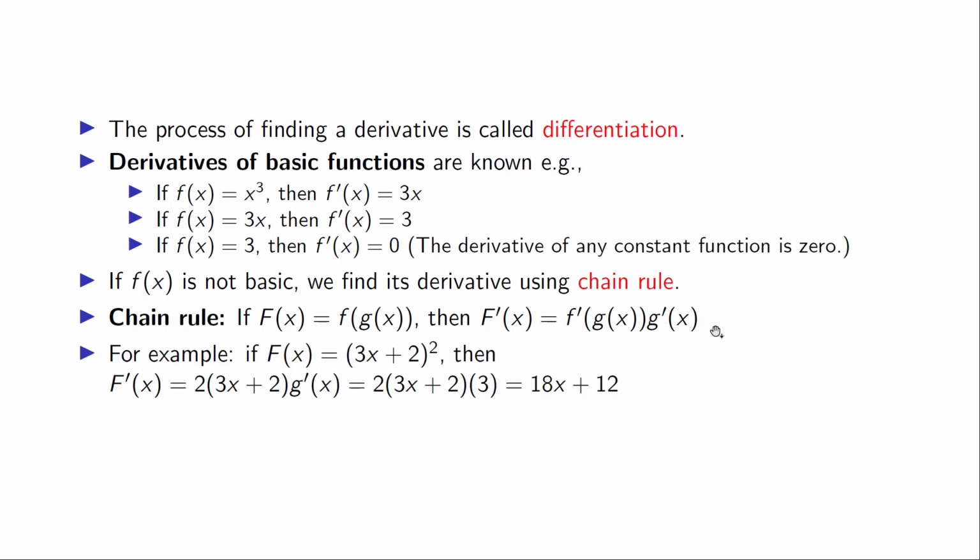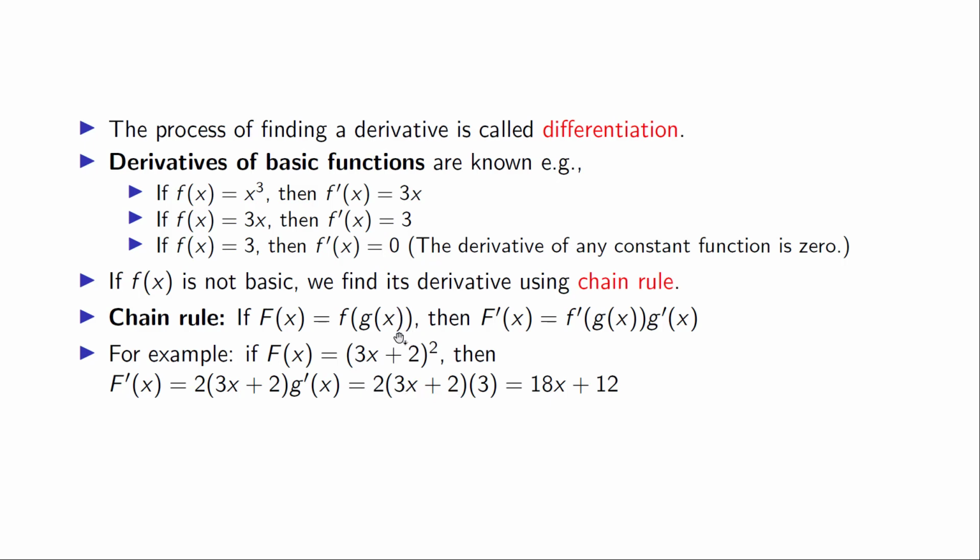Let's take an example. Here this function f(x) is a function of 3x plus 2, right? So it's not a basic function like x square. It's itself a function of 3x plus 2. So here g(x) will be 3x plus 2. So we first compute the derivative of this function, assuming it is x square, and we know the derivative of x square is 2x. So this comes out to be 2 multiplied by (3x plus 2).